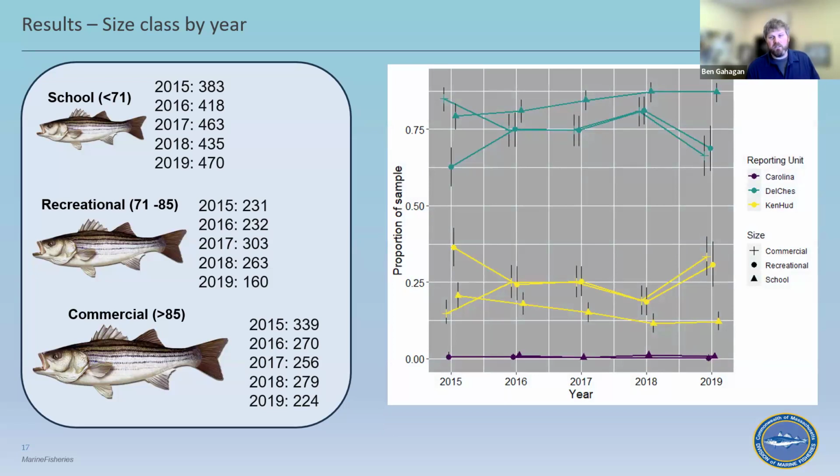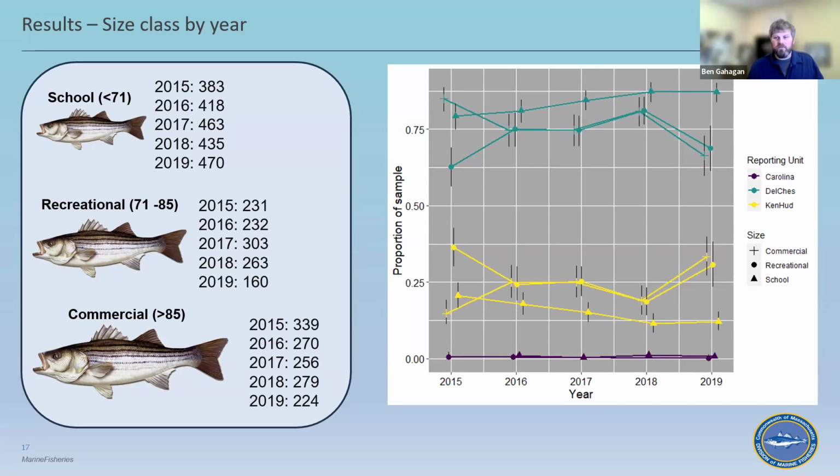So same type of plot as the previous slide. But here the symbology changes. Crosses are commercial size fish, circles are recreational size fish, and the triangles are school size fish. And instead of seeing a large surge of school size Delaware Chesapeake fish in 2018, we can see that the larger gains were actually in the commercial and recreational size classes that we sampled.